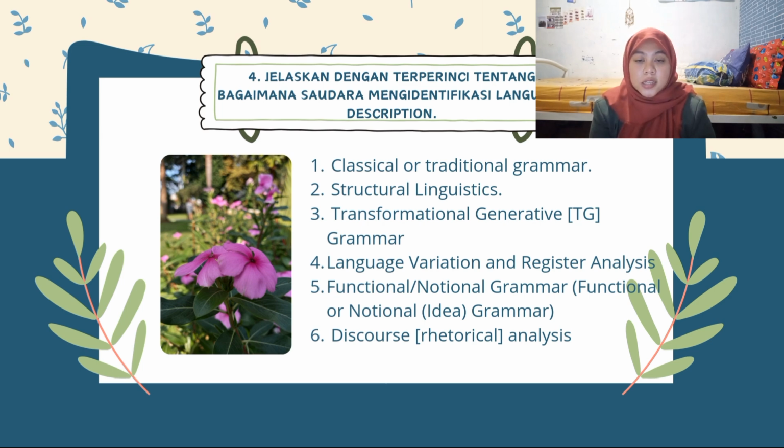The language description is the way in which the language system is broken down and described for the purposes of learning. There are 6 points in language description. Number 1 is classical or traditional grammar. The description of English and other languages is based on the grammar of classical languages, namely Greek and Latin.